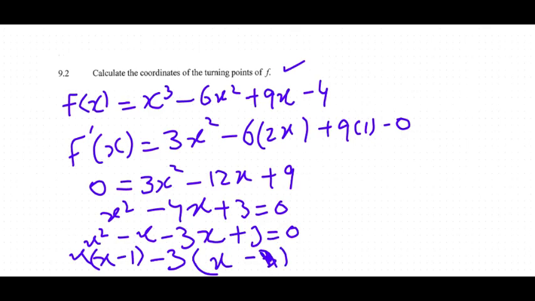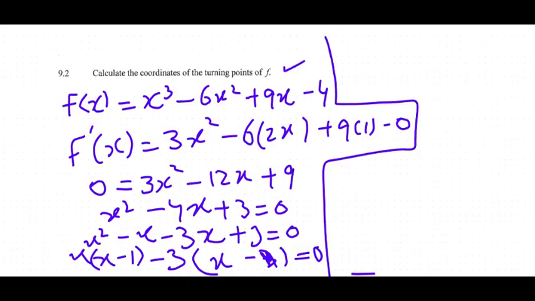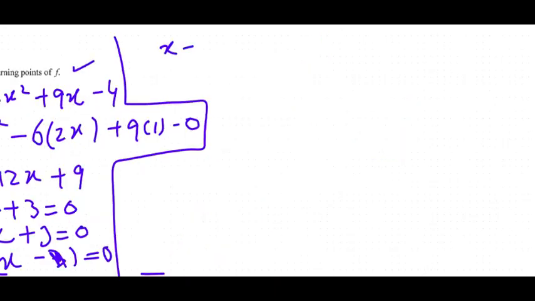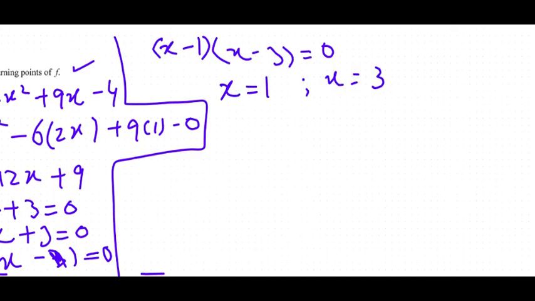Now we have to find the turning points of this function. We have x minus 1 and x minus 3 equal to 0, so we get two points, x equals 1 and x equals 3. So the critical numbers are x equals 1 and x equals 3. We have the x coordinates, so we have to calculate the y coordinates.